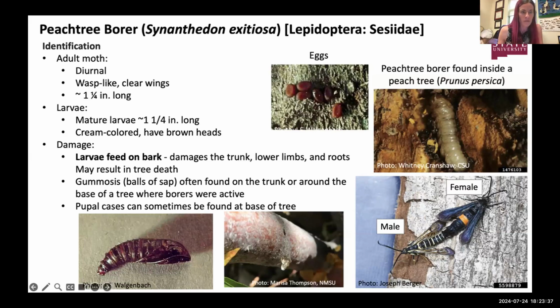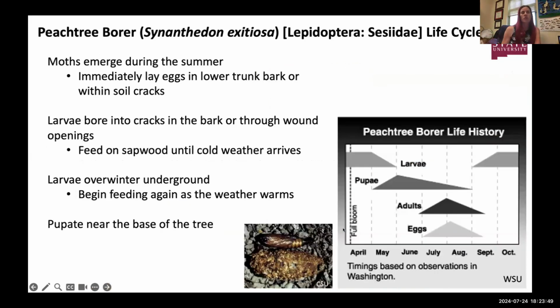Pupae can sometimes be found at the base of the tree. So if you ever see something like this near a peach tree, it's best to remove it, like the bottom left picture. These moths emerge during the summer and they immediately lay eggs on the lower trunk bark or within soil cracks. Larvae will bore into cracks in the bark or through wound openings. So any sort of wound on the base of the tree, that's where they can enter. They feed on sapwood until cold weather arrives.